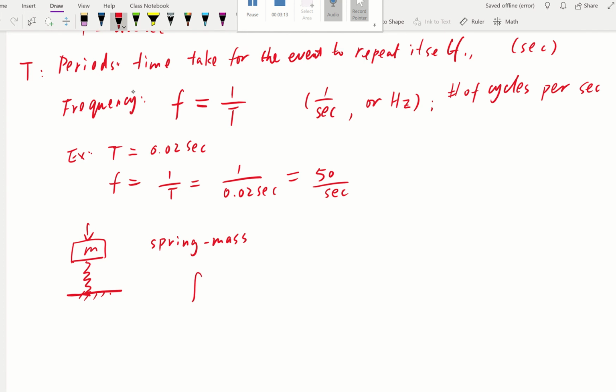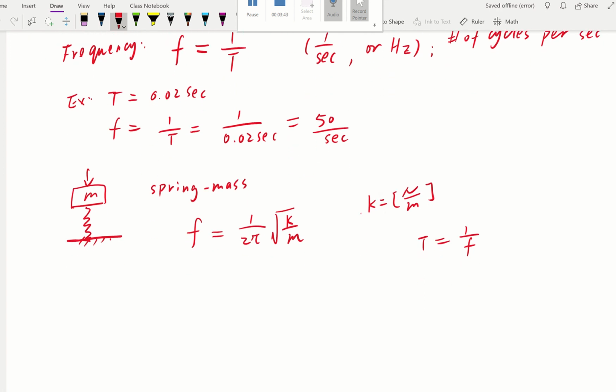Here they have developed the equation for that. It's going to be f equals 1 over 2 pi times the square root of k over m. k is the spring constant, m is the mass, and the spring constant is going to have a unit of Newton per meter. And of course, we know T is going to be the reciprocal of frequency, right?